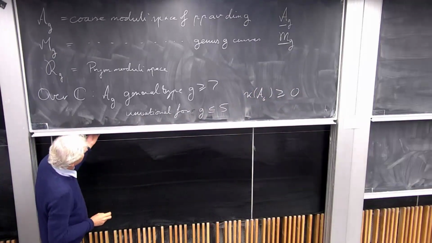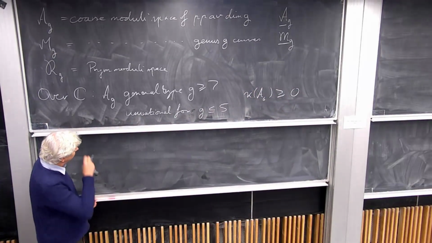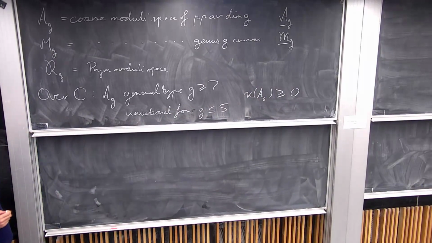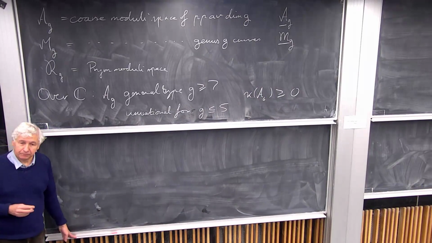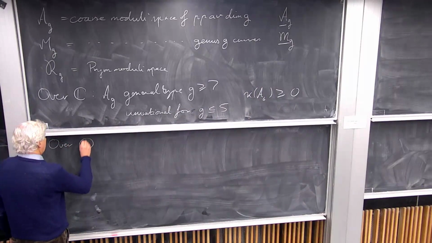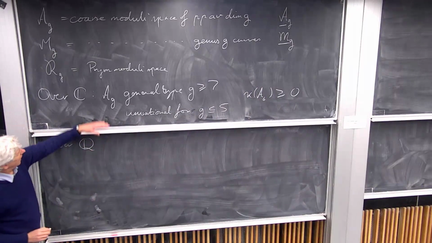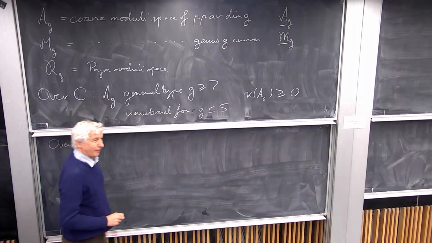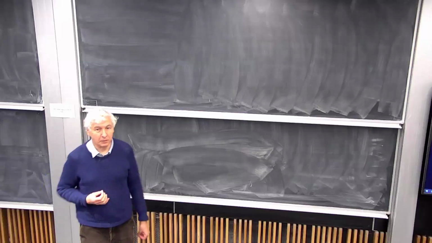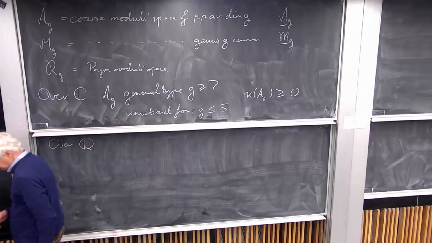So this is all happening over the complex numbers, and so there are obvious questions. And the most obvious question, perhaps, is, well, what happens over, say, the rationals? Over Q, well, general type is general type. We're kind of stuck with it. Of course, in positive characteristic, there could be more questions. But over Q, I'm really interested in these small numbers.